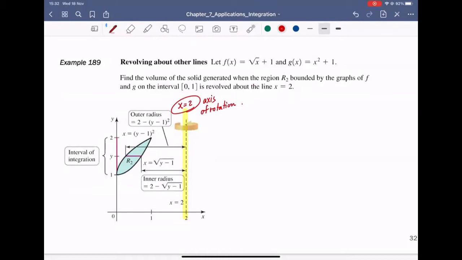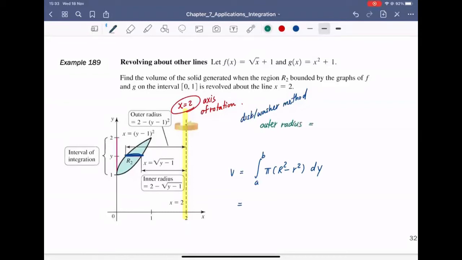Because you're going to use x equal to 2 as your axis of rotation, if you choose to do the disc or washer method, for sure you have to use the horizontal line, because you're going to cut perpendicular to the axis of rotation. That means when you do V equal to the integral of pi times big R squared minus small r squared, you have to use dy, because you're going to do the horizontal line. From a to b, we have not figured out the constants yet, so we're going to start by looking at the outer radius.